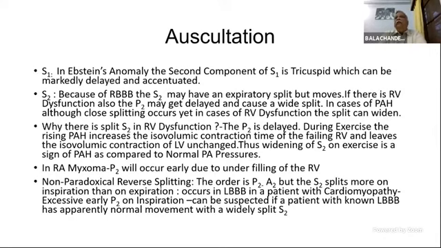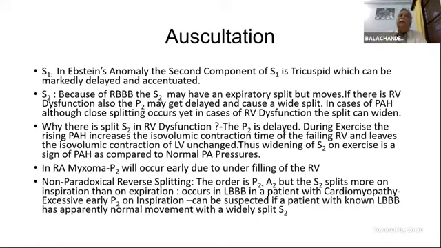in Epstein's anomaly. The second component is the tricuspid, which can be markedly delayed and accentuated. And this you know well, because in Epstein's anomaly you get a markedly delayed component. But because of right bundle branch block, the second heart sound may have an expiratory split but moves. If there is RV dysfunction, also the P2 may get delayed and may cause a wide split. Same thing in PH. If there is an acute pulmonary embolism, you can get RV dysfunction and delayed splitting of the second heart sound.